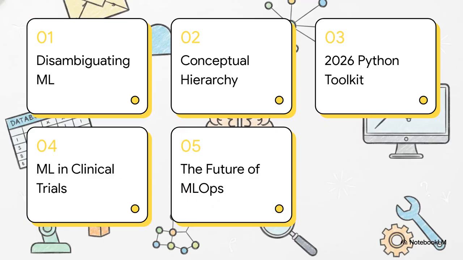Okay, let's dive right into this. Our roadmap for today is pretty straightforward. First, we're disambiguating ML. Then we'll look at the conceptual hierarchy, check out the 2026 Python toolkit, explore ML in clinical trials, and wrap things up with the future of ML ops.